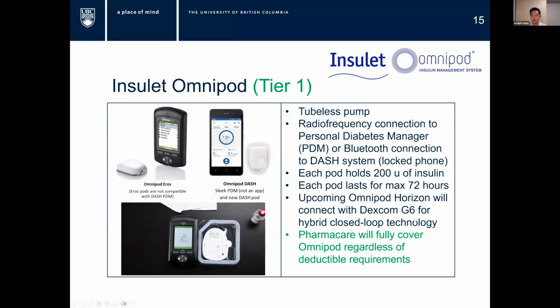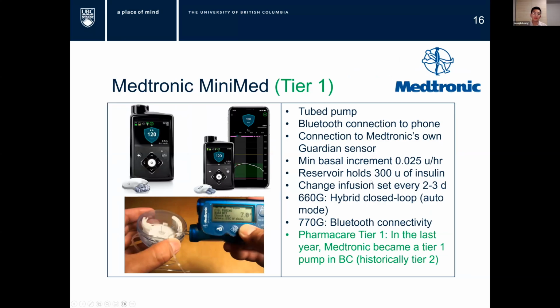So there's the Omnipod 5, which is now available, and that offers the automated insulin delivery with Dexcom as well. This is, I think, some older version of my slides here mentioning the Horizon, but it's now called the Omnipod 5. And this is available in BC. And then we have the Medtronic as well. This is a tube pump, and there can be Bluetooth connectivity with the phone as well, so that some of the sensor data, some of the pump information can go into the phone.